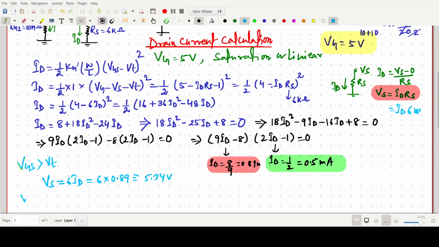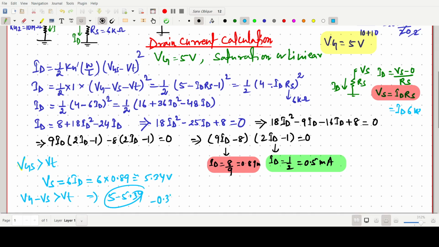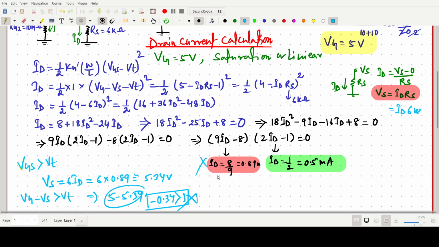So now VG is 5, but VGS is 5 minus 5.34, some negative value, minus 0.4, which is not greater than 1 volt, so it is wrong. So we can say this value will not be the correct ID. For the transistor to operate, VGS should be greater than VT, but here VGS is coming negative.